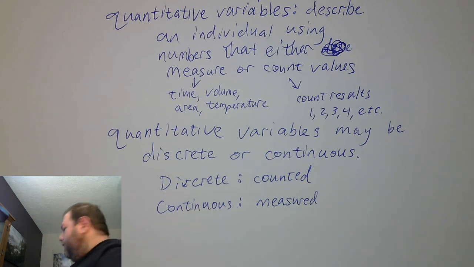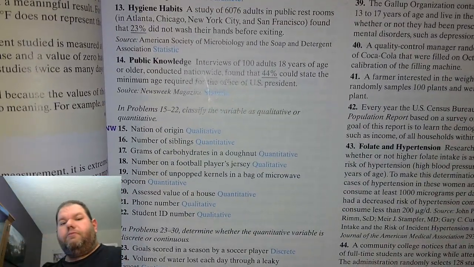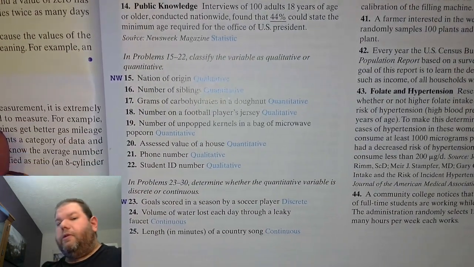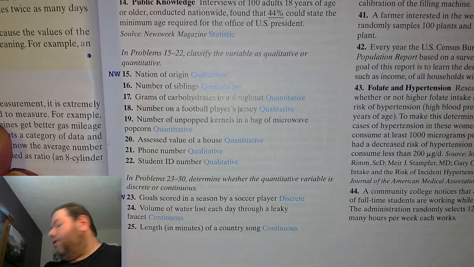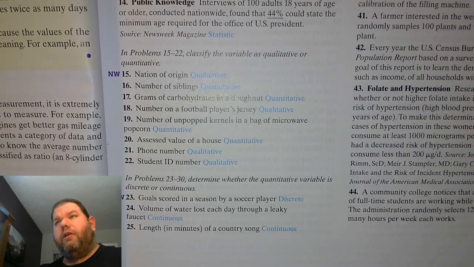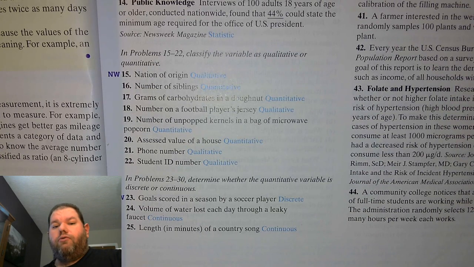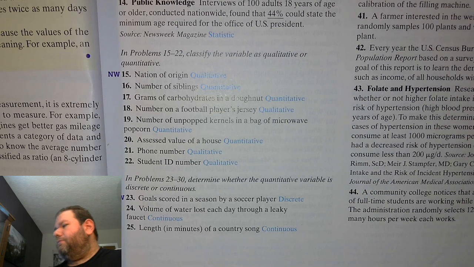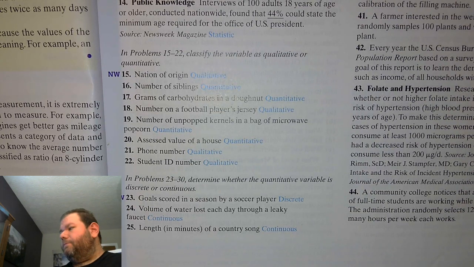Now, based on this, we do have some more questions out of the textbook I want to look at, starting down here. And let's see, this is problem 24. The volume of water lost each day through a leaky faucet. So if we're talking about the volume of water, is that something that's measured or counted? Measured. Yeah, measured, therefore continuous, right. So we would call that a continuous quantitative variable.